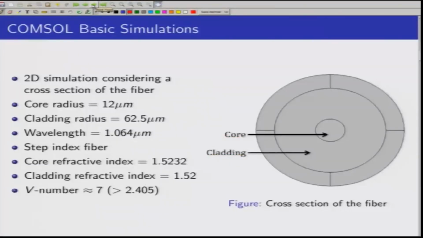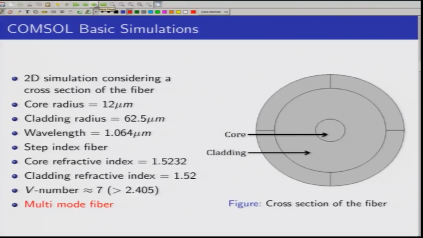Now, hoping that you have calculated the V number, let us see the results. The V number for this fiber is approximately equal to 7, which is definitely greater than the value 2.405 that we discussed in the earlier slides. Hence, we can say that this is a multi-mode fiber.